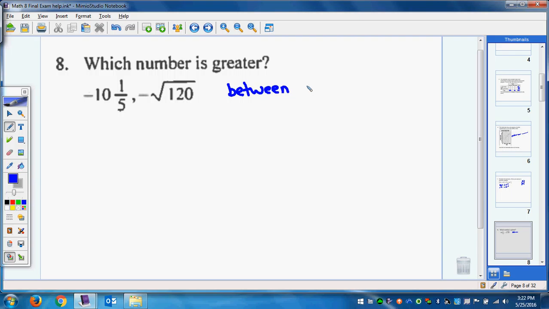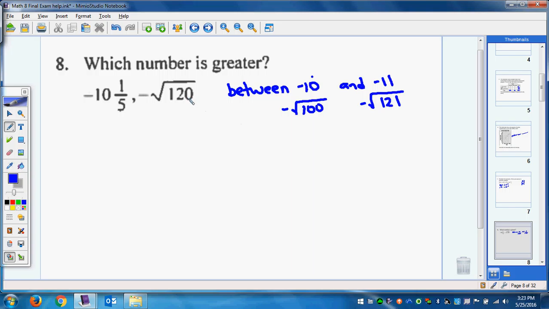Trying to have you guys think. Which one is it? Yeah, it's between 10, because that's the square root of 100, and 11, because that's the square root of 121. But remember, it's really negative 10 and negative 11 because of the negative sign there.